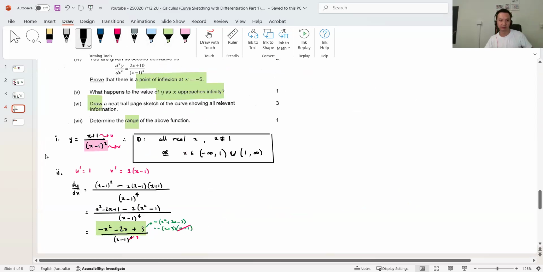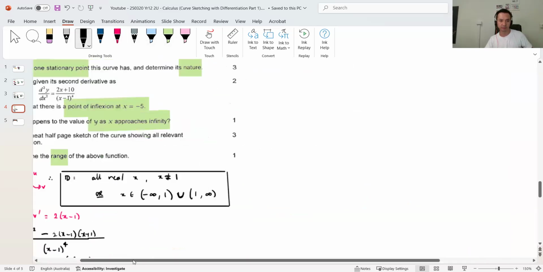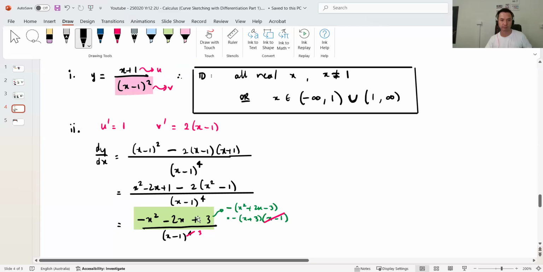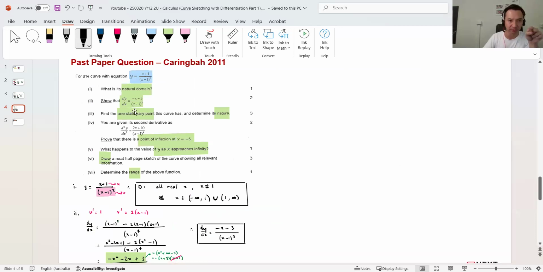I'm just going to borrow this. So therefore, dy dx equals minus x minus 3 over x minus 1 cubed, which is exactly what they want. Yeah, not too bad. But you can see this one's much more intense already, right? The derivative compared to a polynomial, this one's much more involved. All right, done part 2.